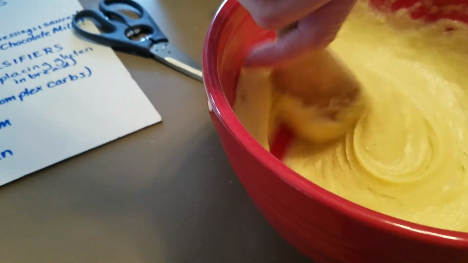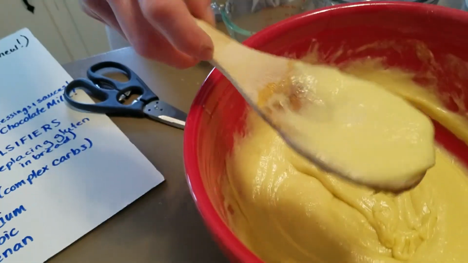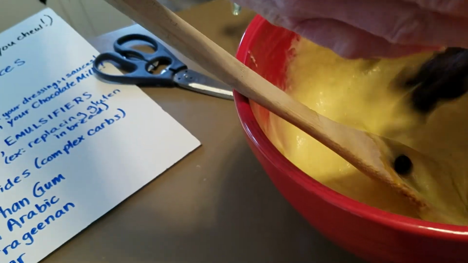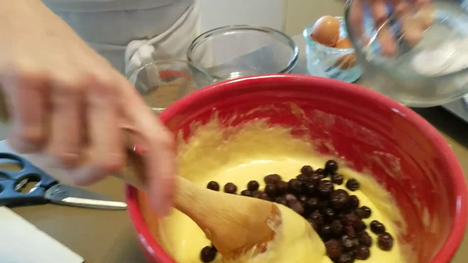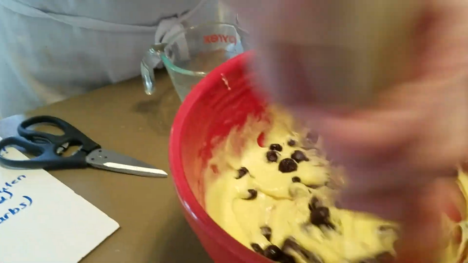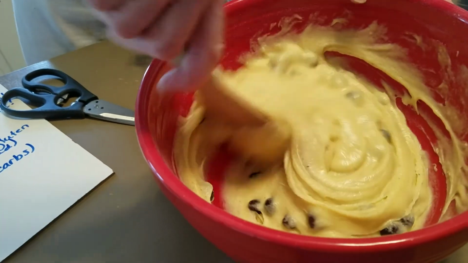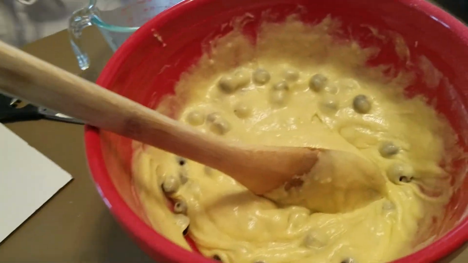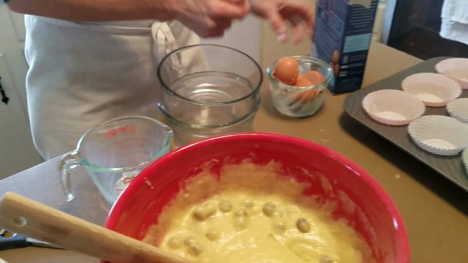Okay, so we've got a nice looking batter there. Again, you can see how smooth this stuff is. It's really different than your normal muffin batter that you'd make with flour. We're going to add our frozen blueberries, 1.5 cups of frozen blueberries here. So we're going to have beautiful blueberry muffins. All right, now our next task is to separate out our batter into our muffin cups that we already have sitting over here.